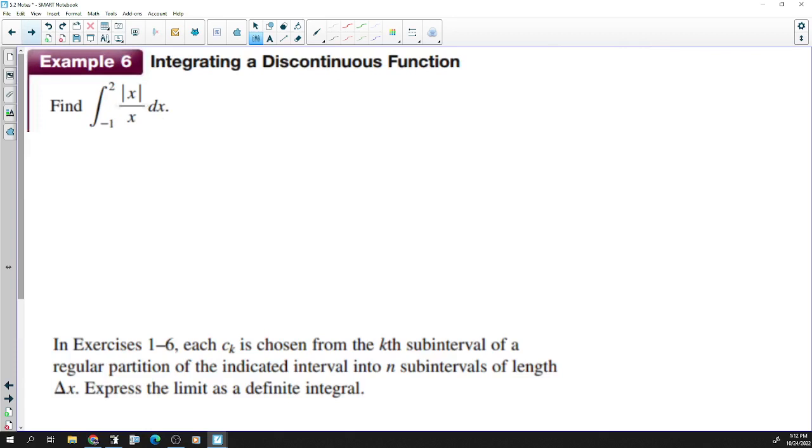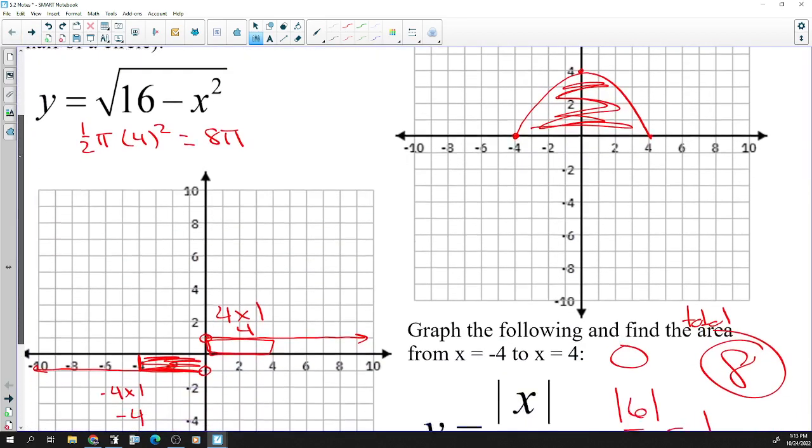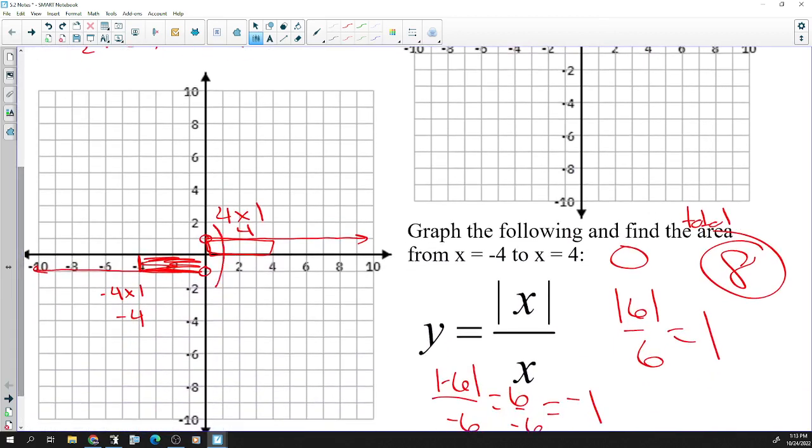Integrating a discontinuous function. The discontinuity is at 0, so this problem really suggests that we should integrate from -1 to 0 of the absolute value of x over x dx, and then we should integrate from 0 to 2, so we're skipping over the problem. We're skipping over the discontinuity at 0, because we graphed this function in the very first slide. There's a jump discontinuity at 0.